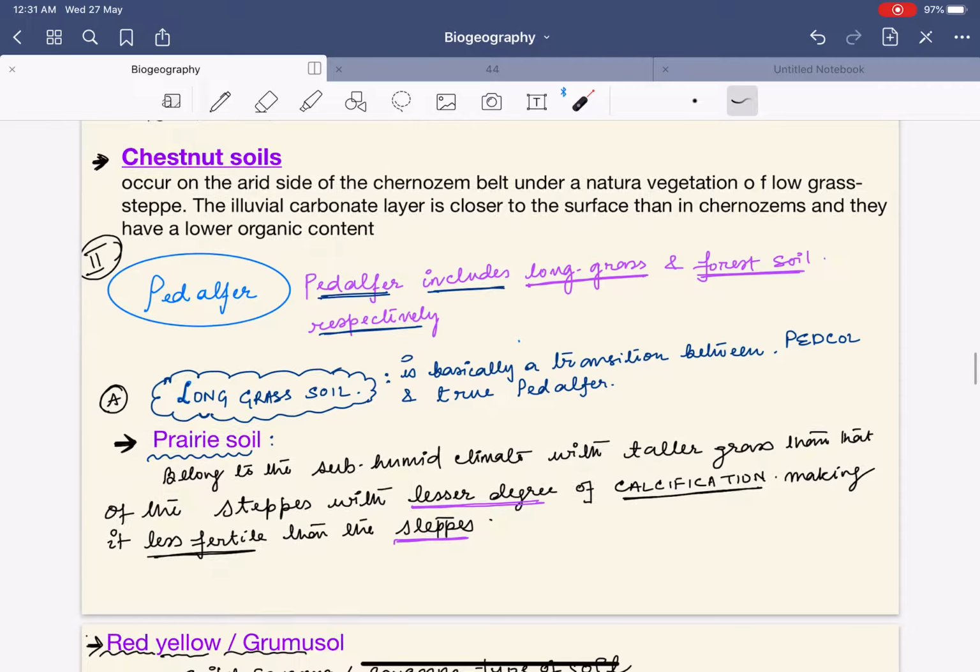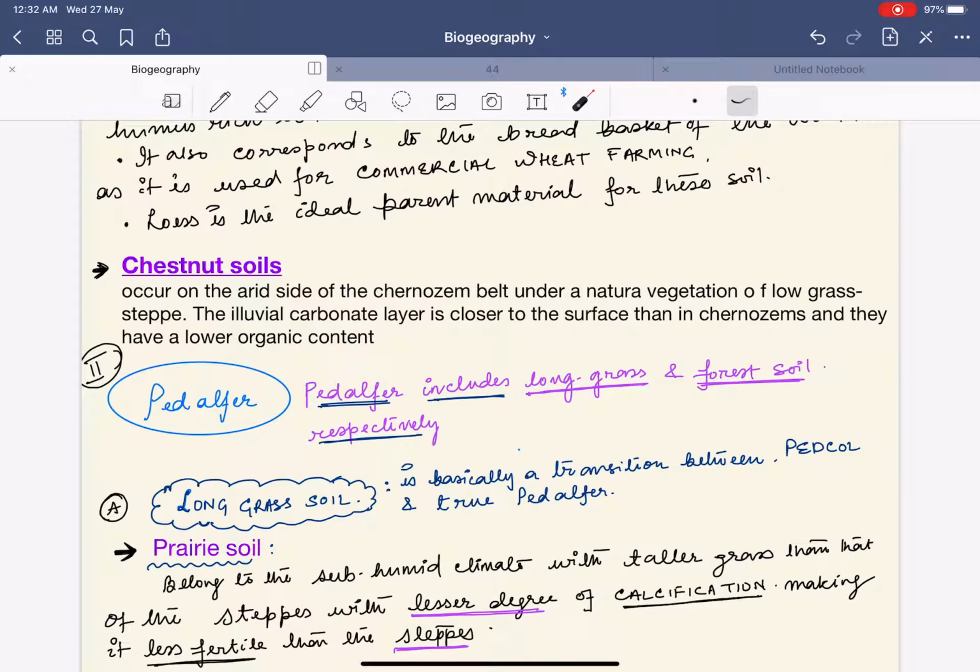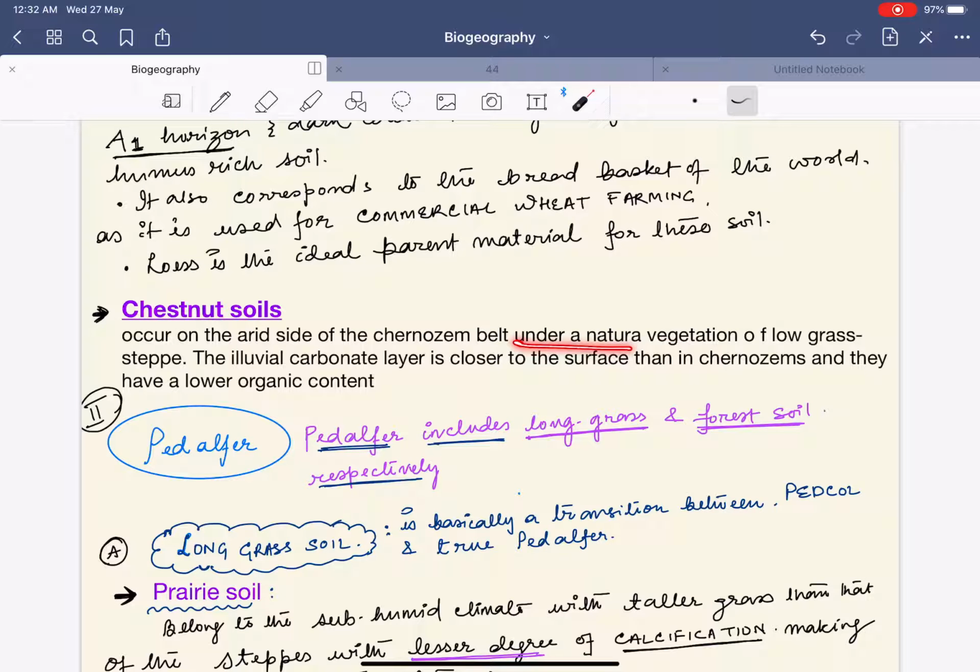Next is your chestnut soil. Again, this chestnut soil comes under your podzol category. Like we said, the chestnut soil occurs on the arid side of the Chernozem belt, under the natural vegetation of the low grass steppe. The alluvial carbonate layer is closer to the surface than in the Chernozem, and they have a lower organic content.